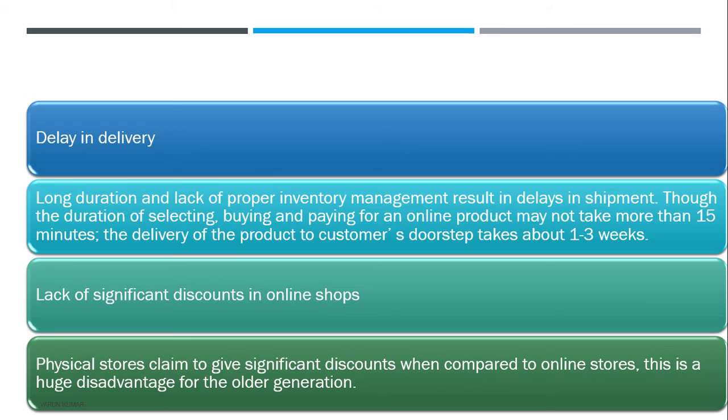Delay in delivery. Long duration and lack of proper inventory management result in delay in shipment. Though the duration of selecting, buying and paying for online payment may not take more than 15 minutes, the delivery of product to the customer's doorstep takes about 1 to 3 weeks. Lack of significant discount in online shops. Physical stores claim to give significant discount when compared to online stores. This is a huge disadvantage for the older generation.